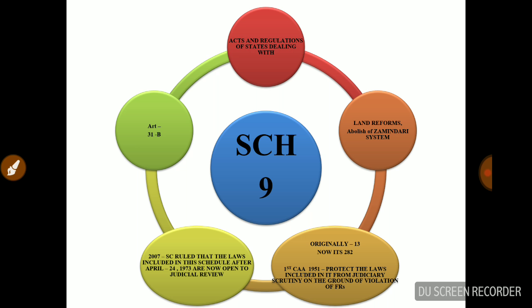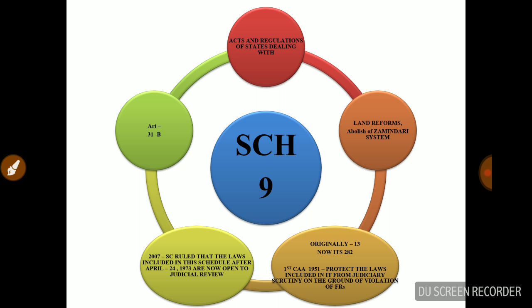Then comes the 9th Schedule of the Indian Constitution. In the 9th Schedule they talk about the acts and regulations of states dealing with land reforms. We know that there was an abolition of the zamindari system in India, so land reforms are happening in India. Whatever points relate to land reforms and the zamindari system are mentioned in Schedule 9. Originally there were 19 acts; now there are 282 acts associated with land reforms.